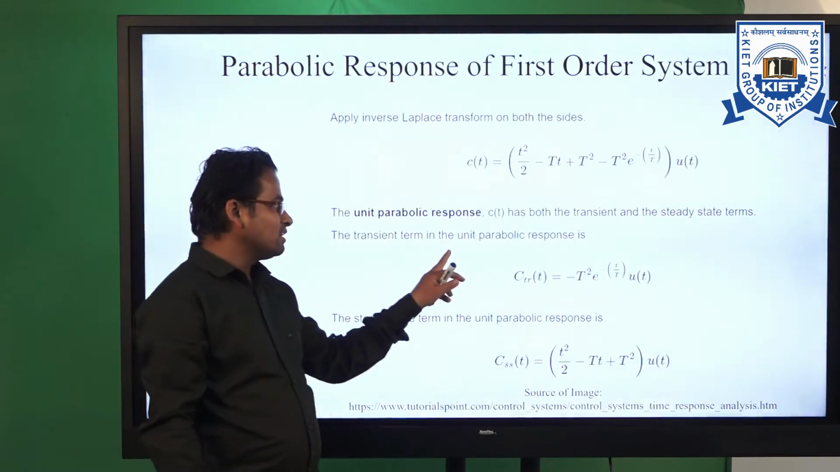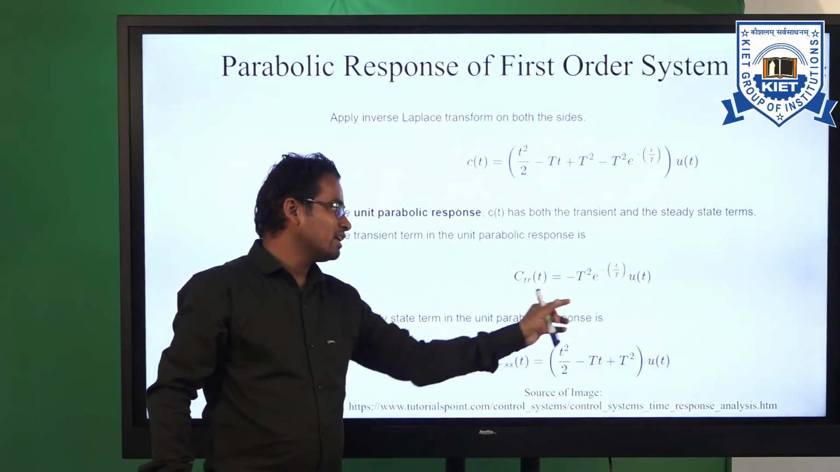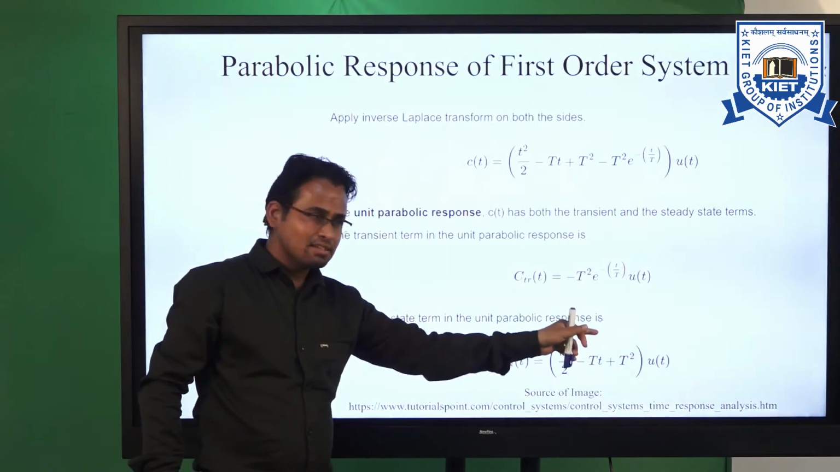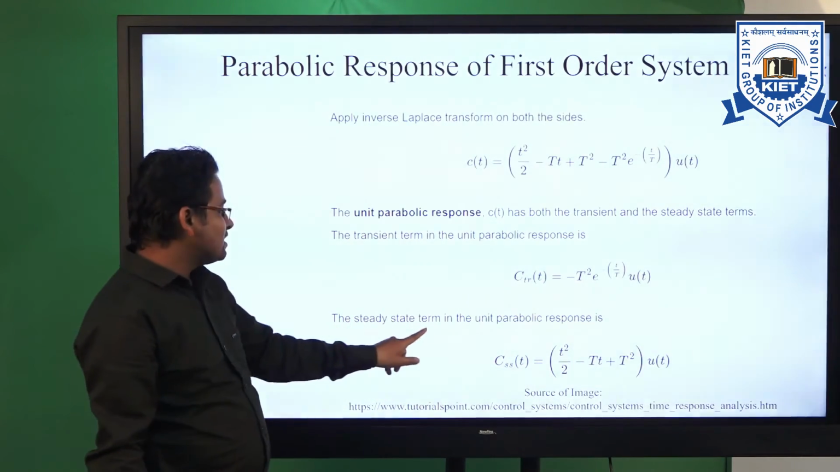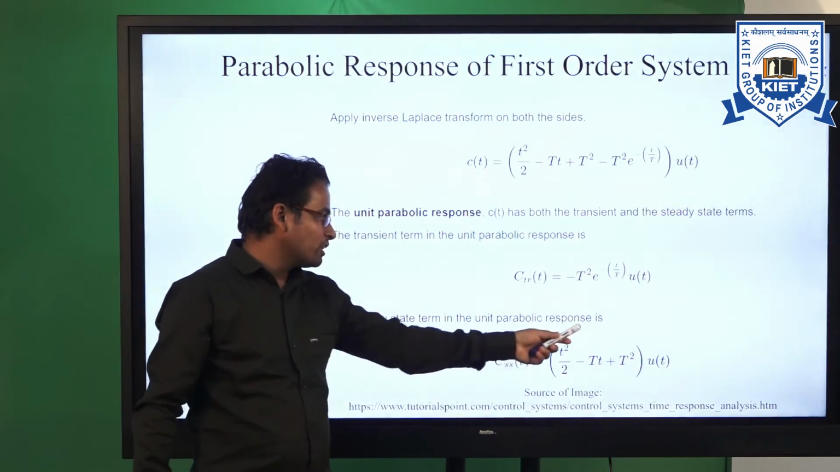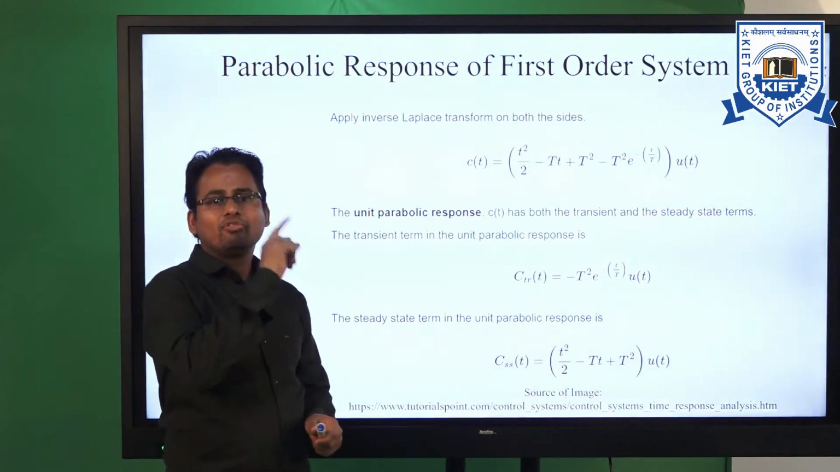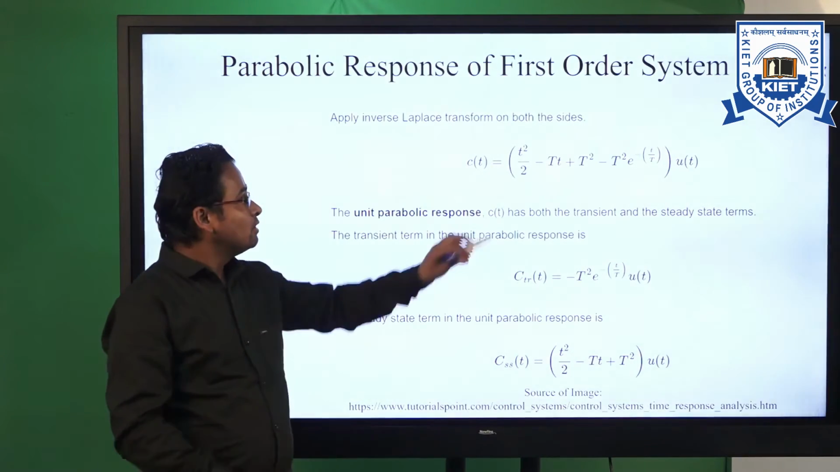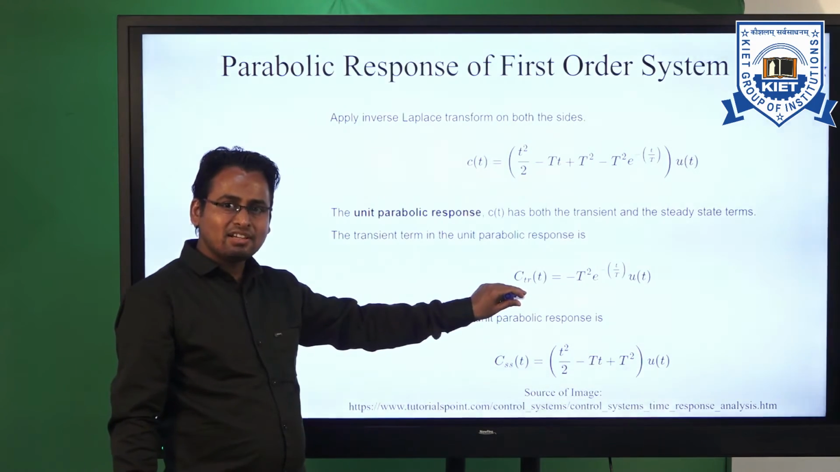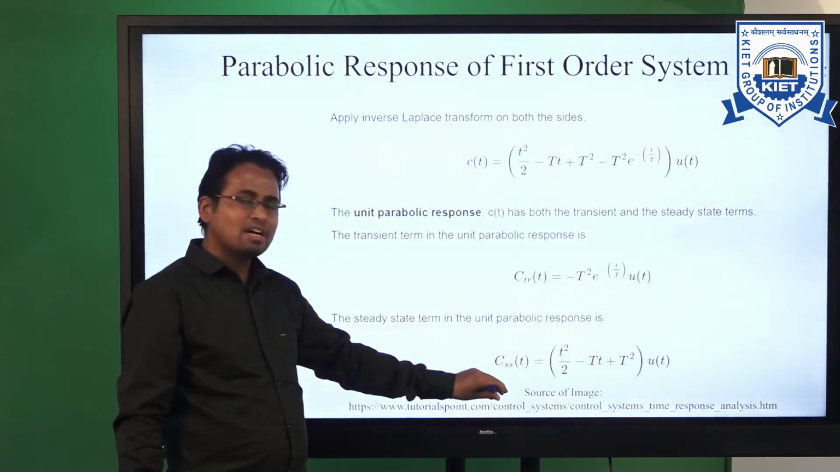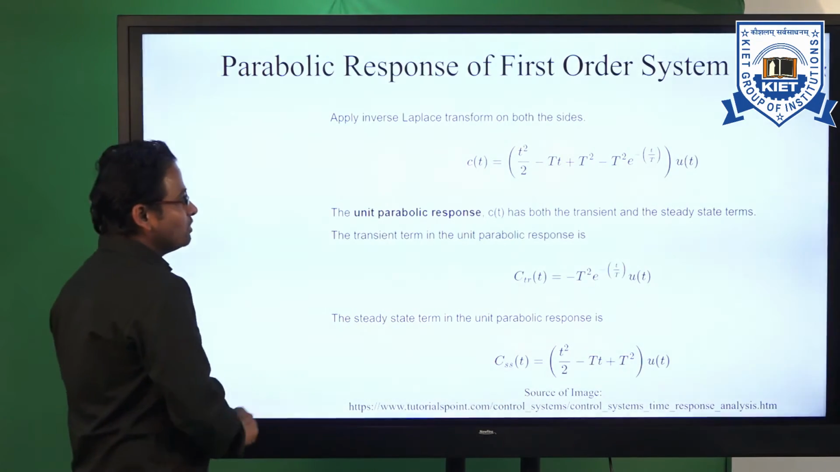So what is the transient term in this particular case? This one. That is the term indicated for transient analysis or response, and the second term is the steady state term in the unit parabolic response given by this relation. Okay, so in this slide we have to remember 3 points. First one is the output, transient state analysis part, steady state analysis part. Okay, now come to the next.